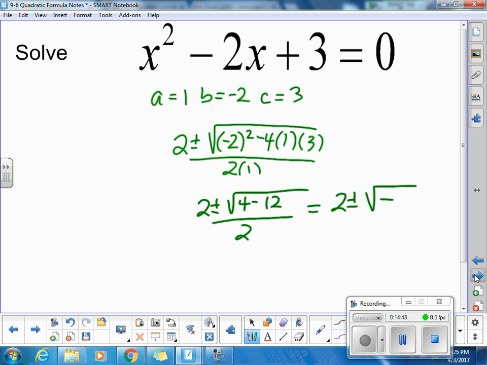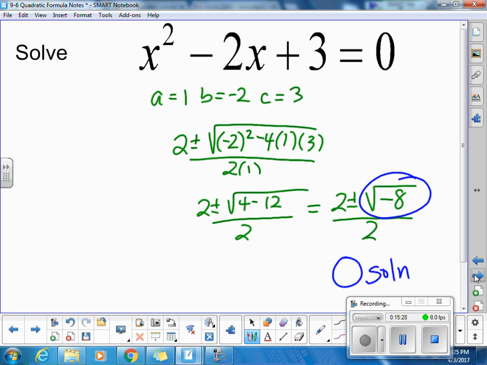So when I simplify what's under the radical, I get 2 plus or minus the square root of negative 8. Hopefully you remember that's not possible because I can't have a number times itself that equals a negative number. Because a negative times a negative gives you a positive, so a negative number times itself will give you a positive, and a positive times a positive gives you a positive. And since the square root is what number times itself, we can't do this. So this is 0 solutions.